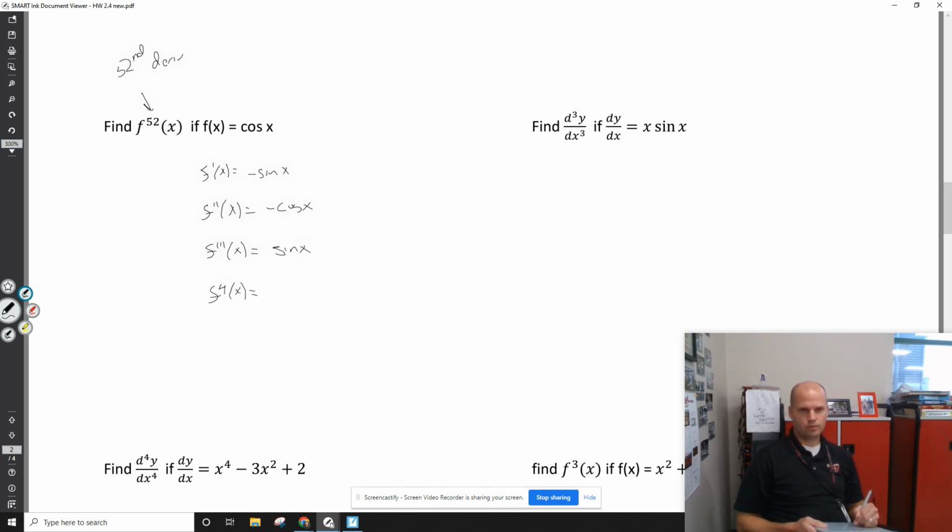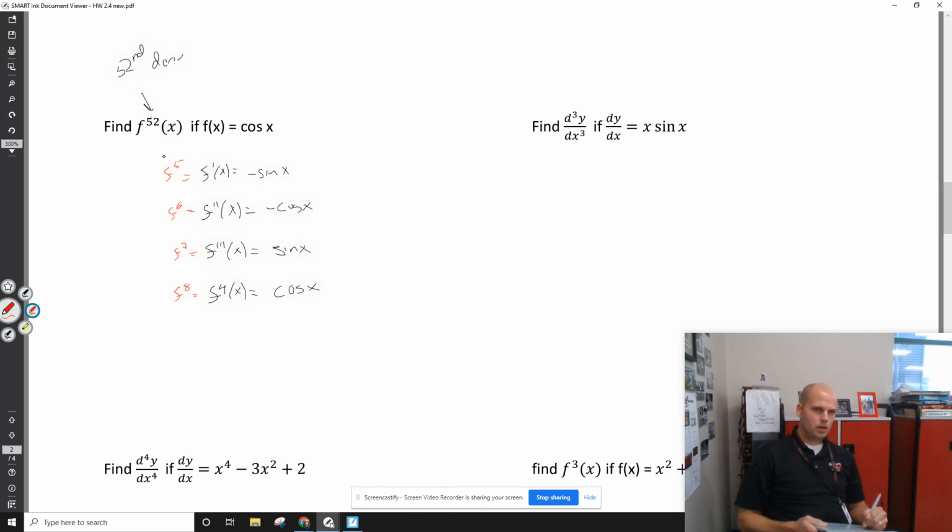We usually don't go past 3 tick marks. And you see you're back at the starting point, cosine. So that means this is going to be the 5th derivative. This will be the 6th derivative. This will be the 7th derivative. This will be the 8th derivative. Okay? So every multiple of 4, you get back to the start.